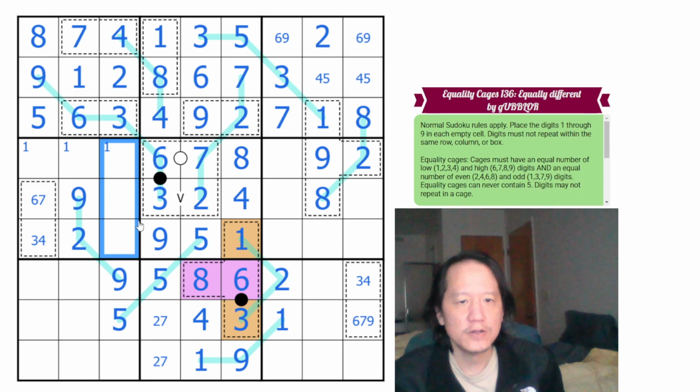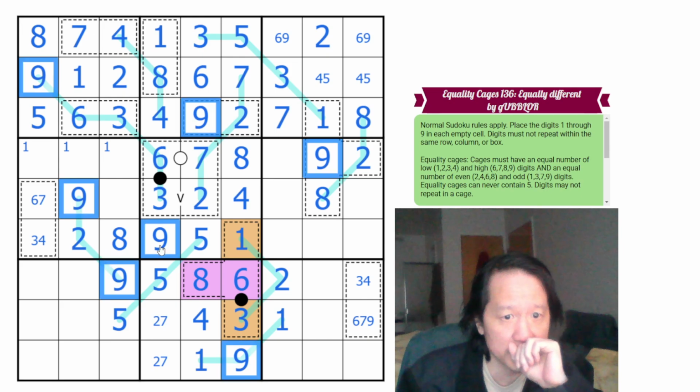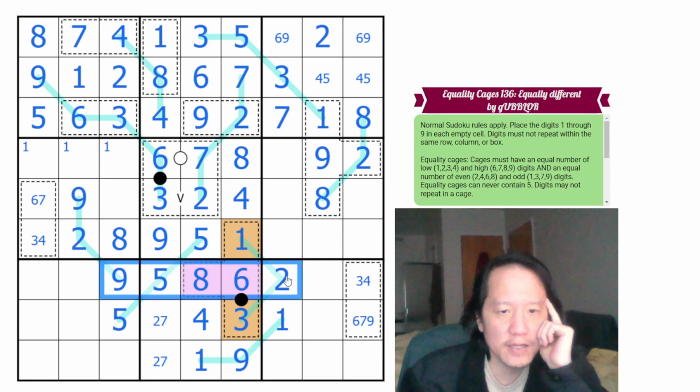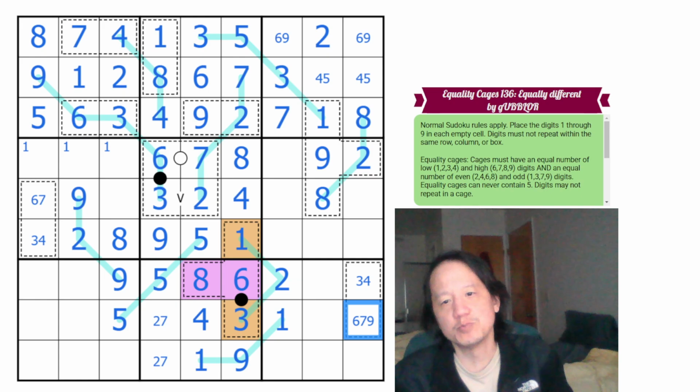Where is the 8 in box 4? Cannot be any of these cells because of this 8. Can't be here, can't be here, it must be here. Where is the 9 in box 9? Cannot be any of these cells, can't be any of these cells, can't be any of these cells because of the 9s that we see. Therefore, this must be a 9.